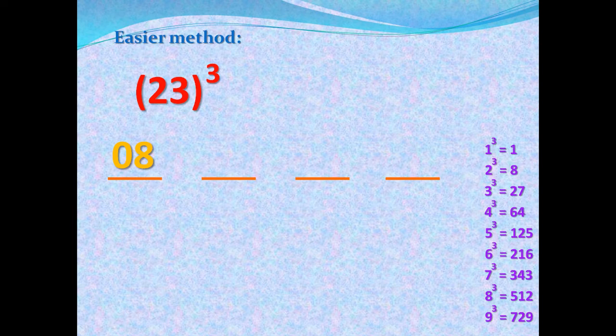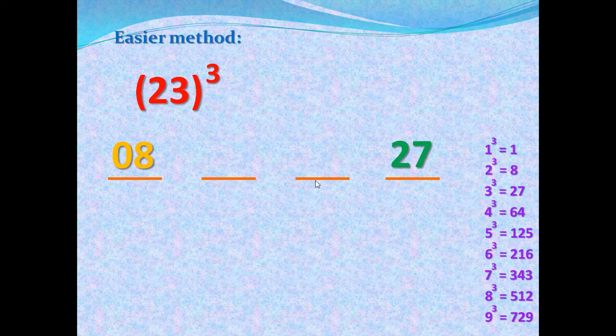Now what to do next? This was filling up the first place. Now we have to fill the fourth place. And how are we going to fill it? We are going to fill it with the cube of the next digit of the number. So what is the next digit? You can see this is 3. So we are going to fill it with 3 cube. What is 3 cube? You can see here it's 27. So we are going to fill it with 27. Okay, so we are done with first place and fourth place.